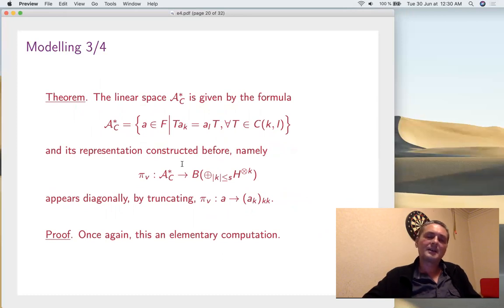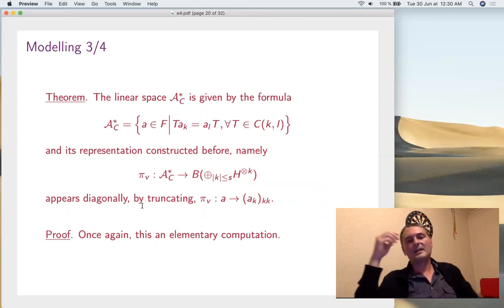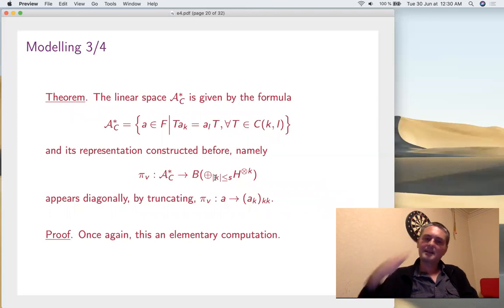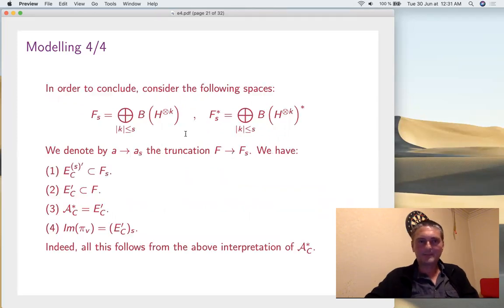Now, here comes something more interesting. So the space itself is given by this formula, which appears diagonally. That's very important. So A_C star, right? It has a representation there, and appears just diagonally. There is nothing off diagonal, given by this kind of commutation relation, if you want. That's again an elementary computation.